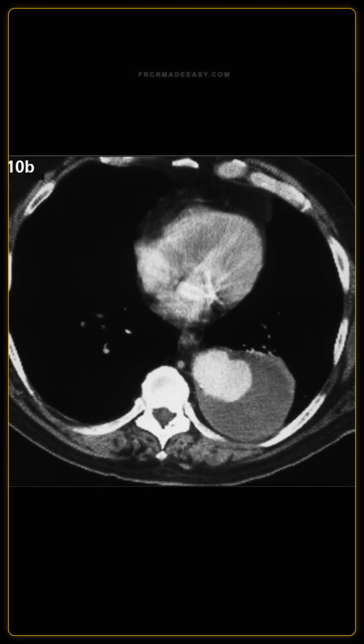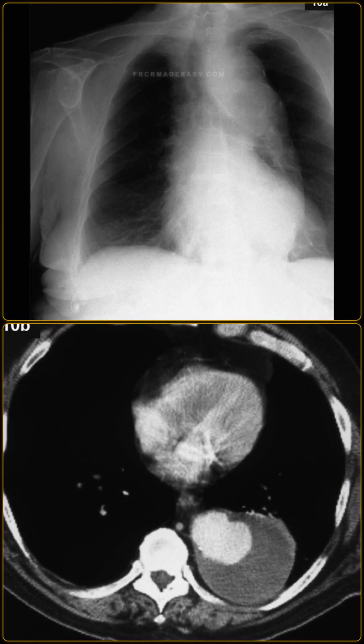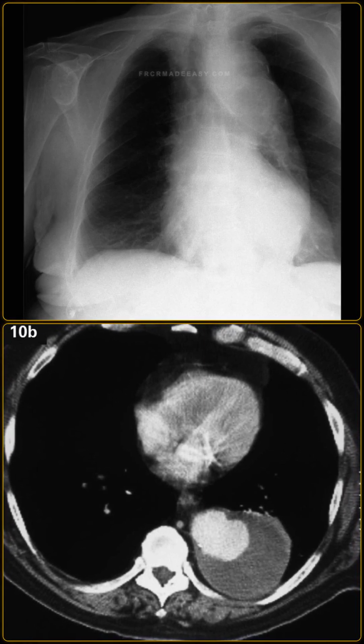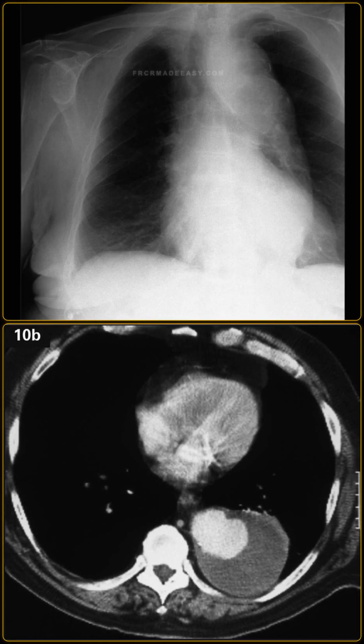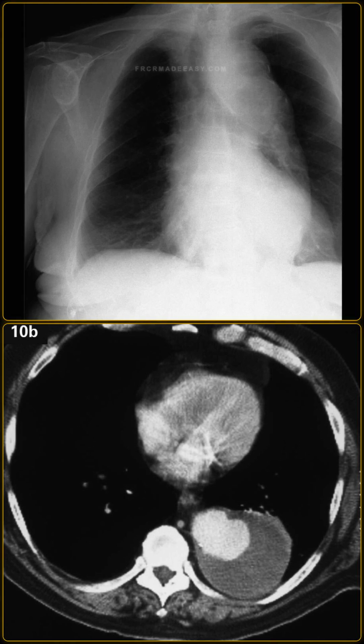Describe the findings. As seen in this axial contrast-enhanced CT of the thorax, there is a large descending thoracic aortic aneurysm. There is a marked amount of peripheral thrombus present. Surgical repair is considered when descending thoracic aneurysms exceed 6 centimeters in diameter.